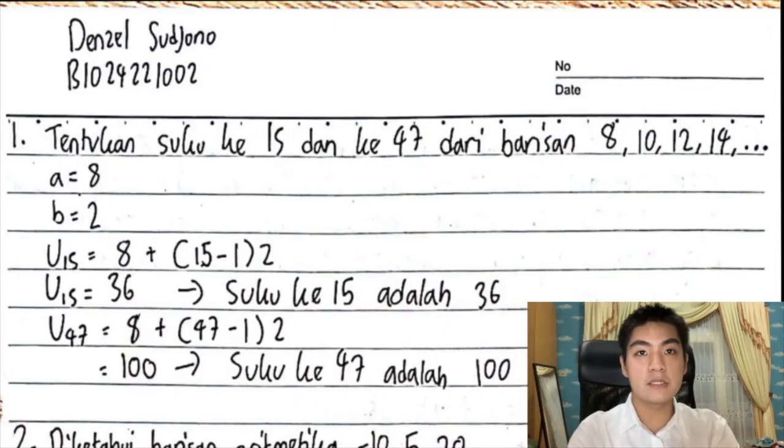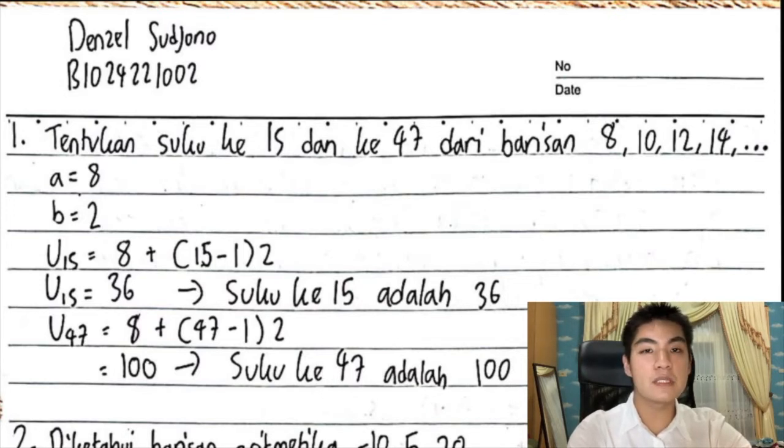The first question is to find the 15th number and the 47th number from the set of 8, 10, 12, 14, and so on. So from the question, we get that the first number of the set, as we can see, is 8, and the difference of each set is 2. Now we are going to look for the 15th number of the set, which we can find by using the formula a plus n minus 1 times b, which in this case is 8 plus 15 minus 1 times 2, and the result is 36. So the 15th number of the set is 36.